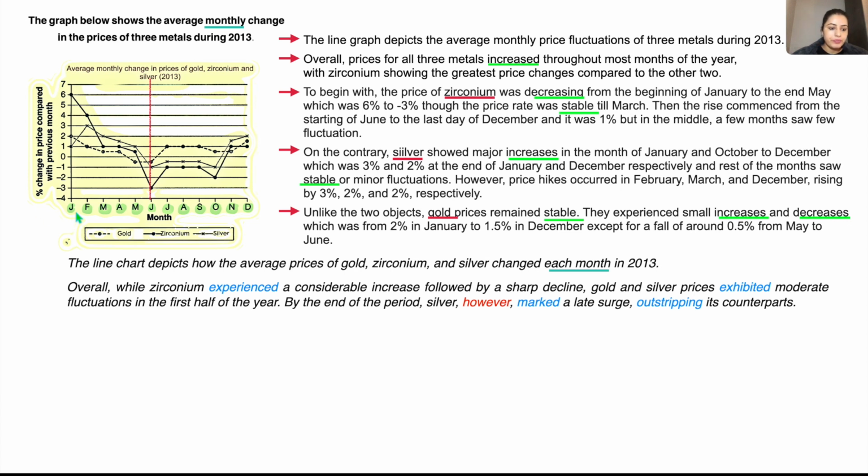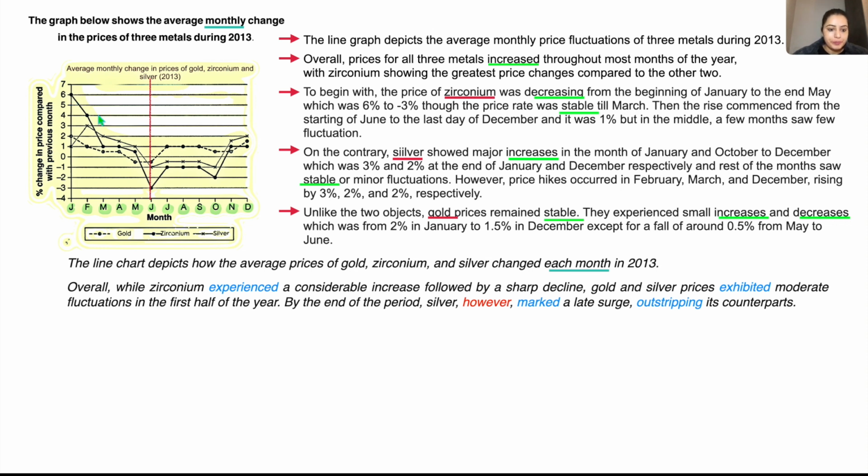So here, January, February, March, April, May, June. From January to June, we will call it the first half of the year. And July to December is the second half of the year. So what we are going to do is first split this into two halves, and then we will analyze.